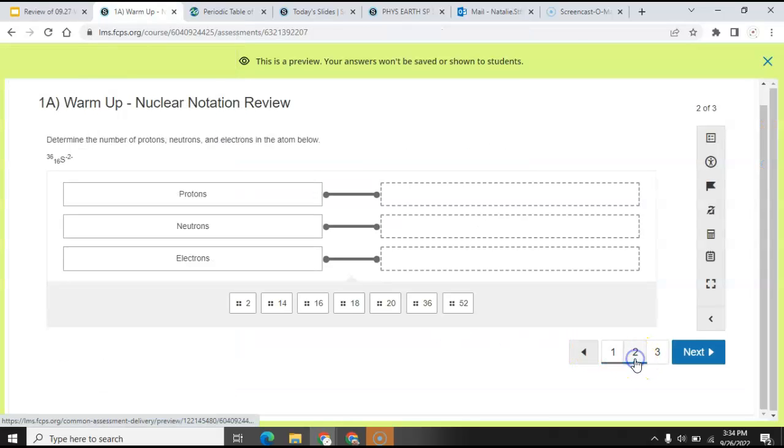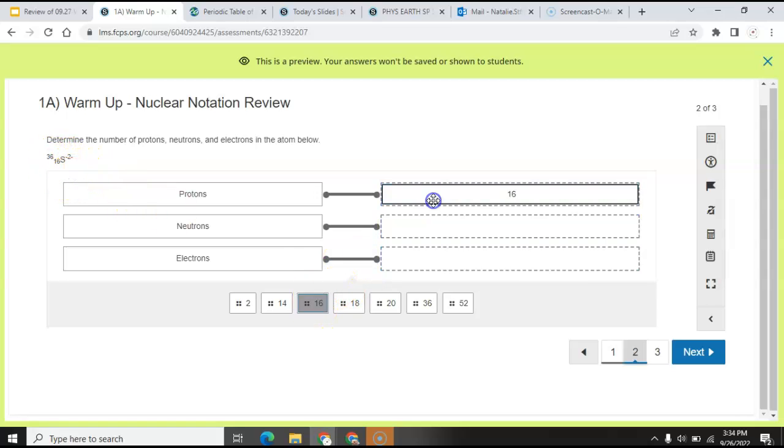Let's go on to the next question. So the next question says determine the number of protons, neutrons, and electrons in the atom below. This one's a little bit more tricky because we're kind of doing things in reverse. So for protons, that's pretty easy because remember the atomic number, which is the one in the lower left corner, that's the number of protons. So that will just be 16.